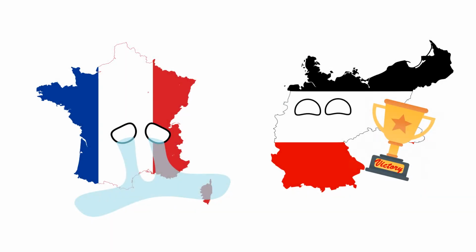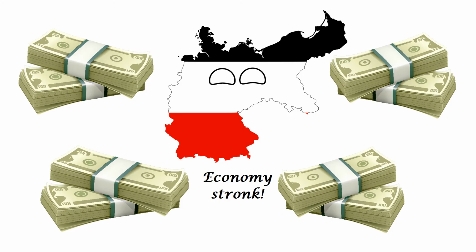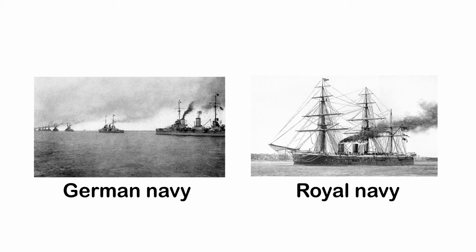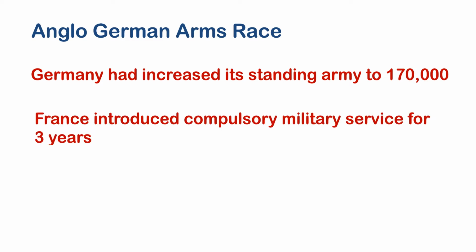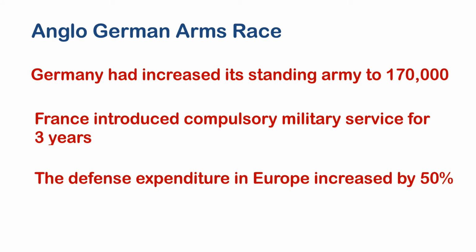The German victory in the Franco-Prussian War of 1871 led to the sudden booming of the German economy. This allowed Germany to increase its naval power and compete with Britain. This led to the start of the Anglo-German arms race. This was followed by different countries all over Europe increasing their military might. Germany had increased its standing army to 170,000, while France introduced compulsory military service for 3 years. The defense expenditure in Europe increased by 50%.